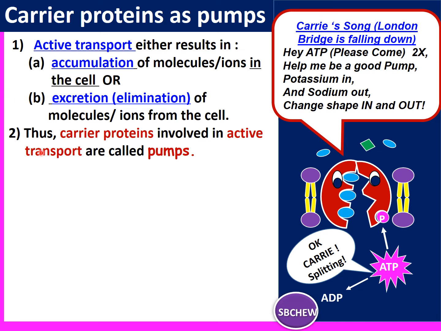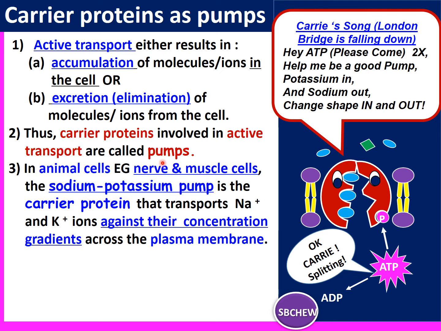Thus, we can say that carrier proteins involved in active transport are like pumps, like water pumps. For example, if a house has been flooded during the floods, sometimes it is hard for the water to flow out because maybe the house is lower than the ground outside. So a water pump can be used to pump the water out against gravity and then let it flow into a drain. So likewise, carrier proteins act like pumps in that they pump the ions or molecules either into the cell or out of the cell against the concentration gradient.